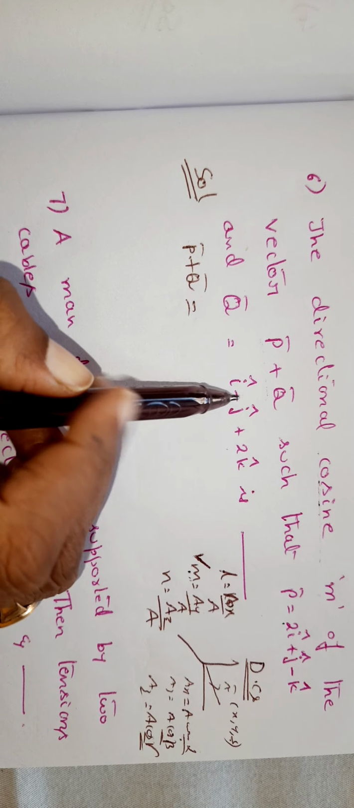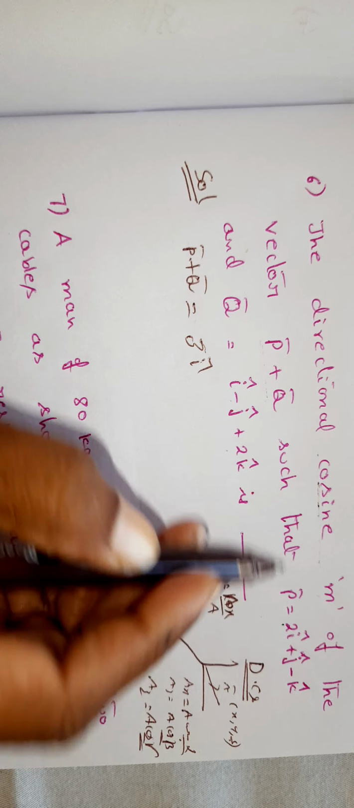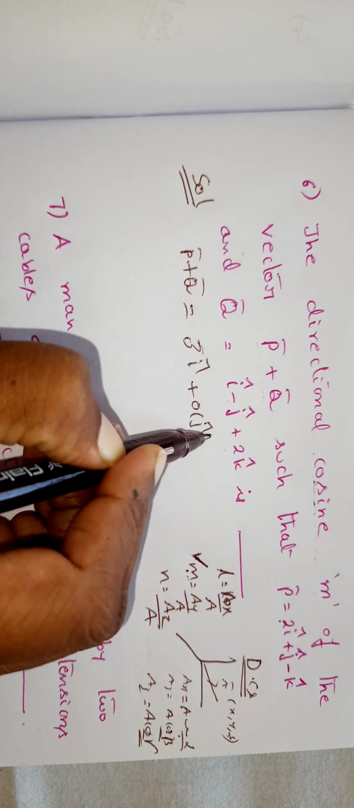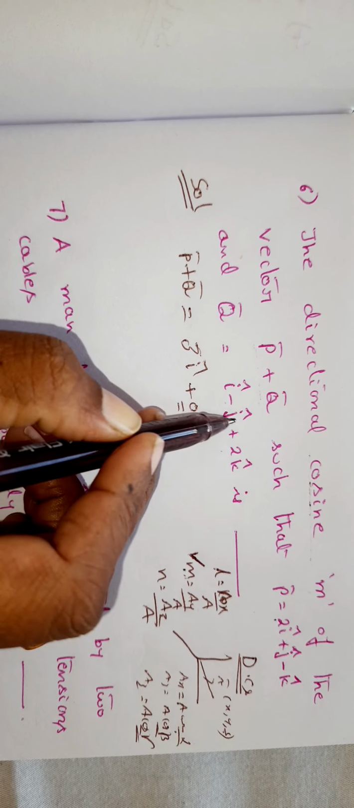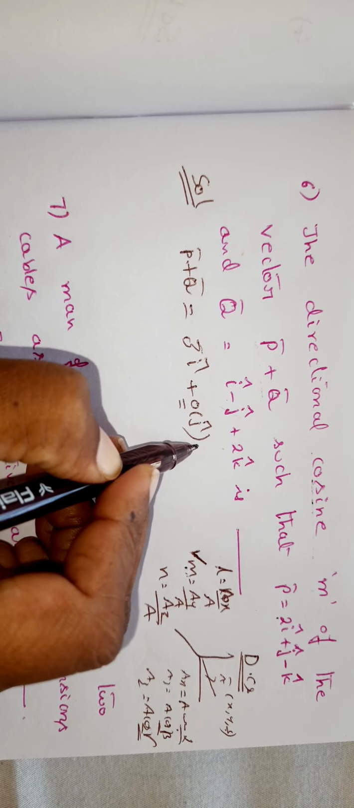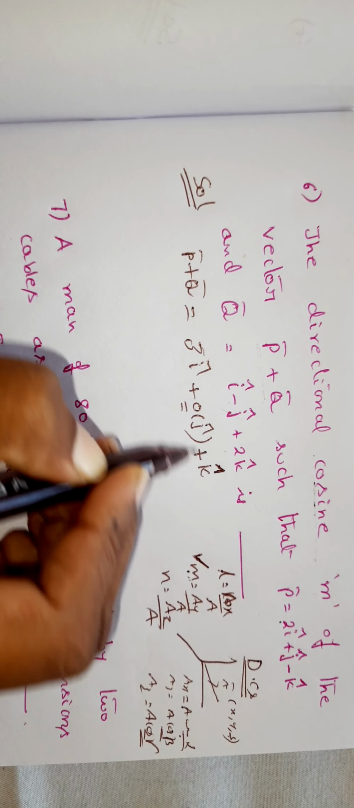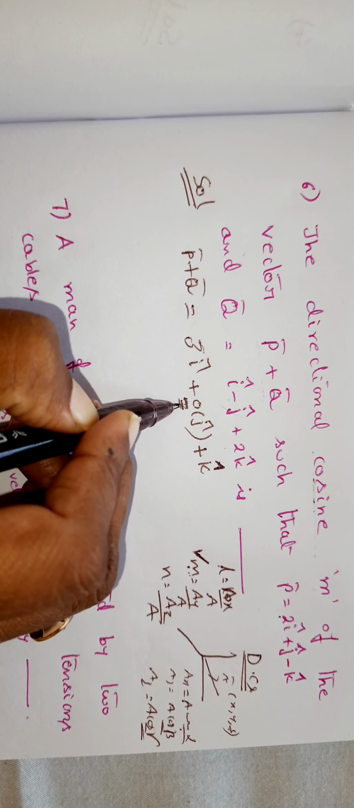Right, adding those two, you will get 3i cap minus j cap plus j cap. It is 0 of j cap. That means the coefficient of j cap is 0 here. So that will get cancelled, right? So now plus k cap. So now if you observe, ay is 0 here, right?